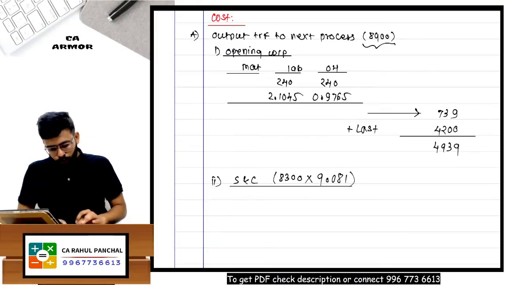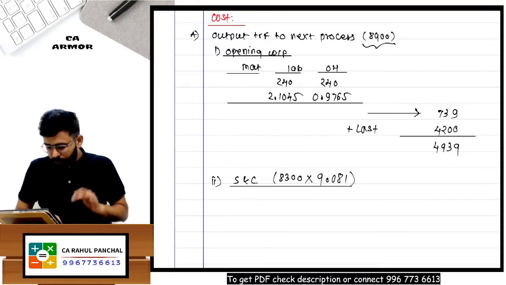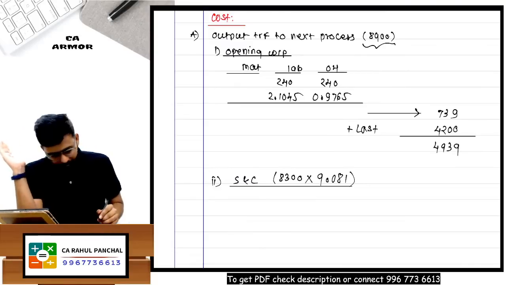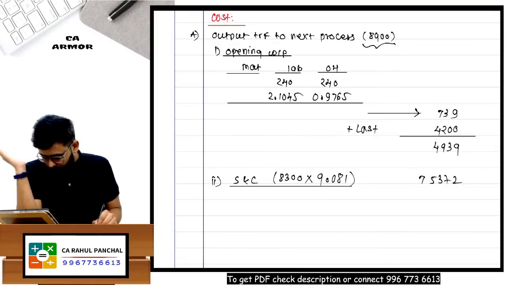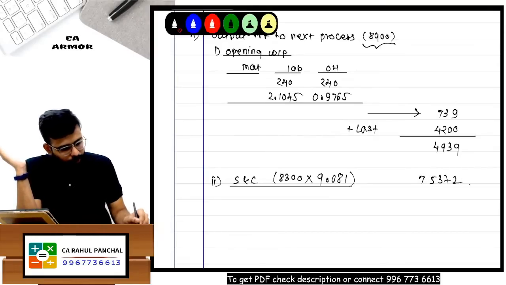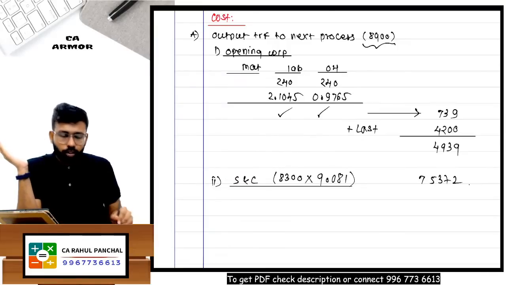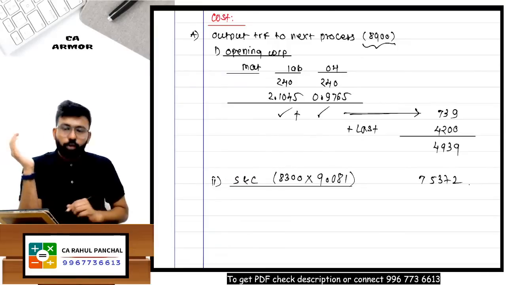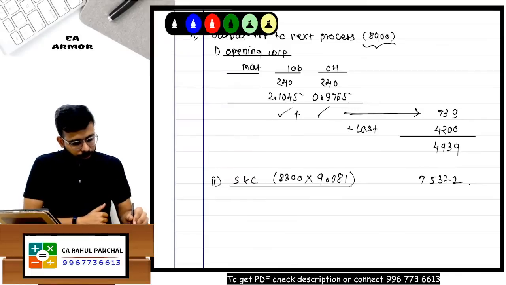That to produce 1 unit, sir, the cost is 9.081. This is my cost for 1 unit. I have produced 8,300 units, so I will get the value of this as 75372. You calculated the cost here and the cost here, both were added and you get 739.